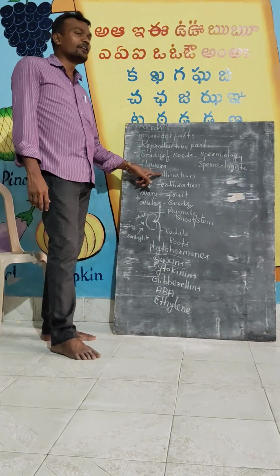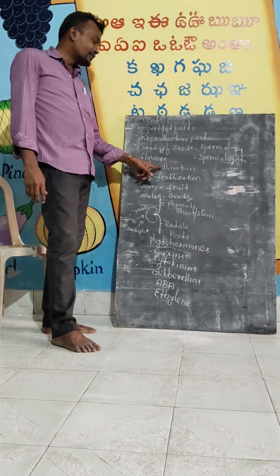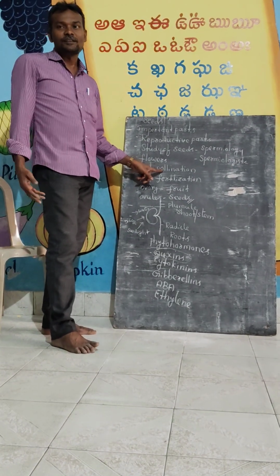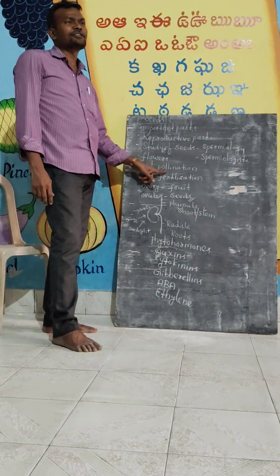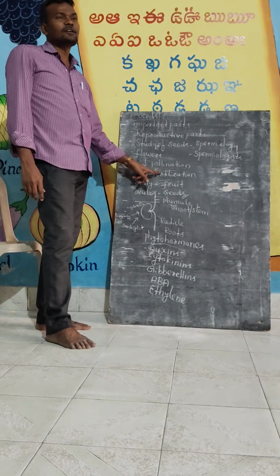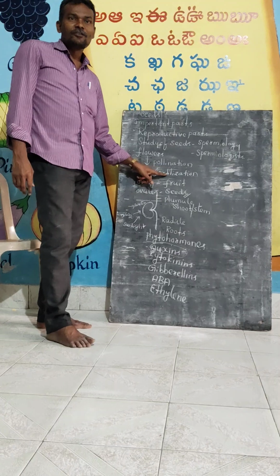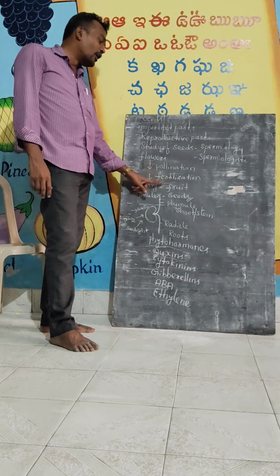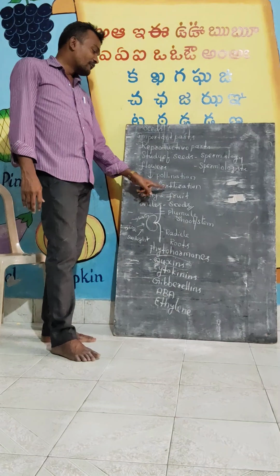So what do you mean by pollination? The transfer of pollen grains from the anther to the stigma of the flower is called pollination. After pollination, the fertilization process goes on. So what do you mean by fertilization? The process of fusion of male and female gametes to form a zygote is called fertilization.